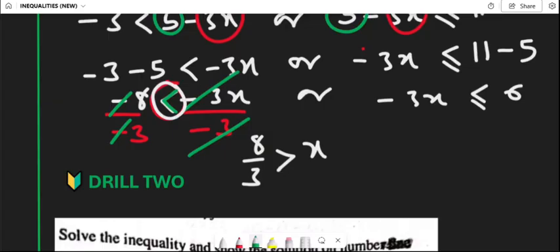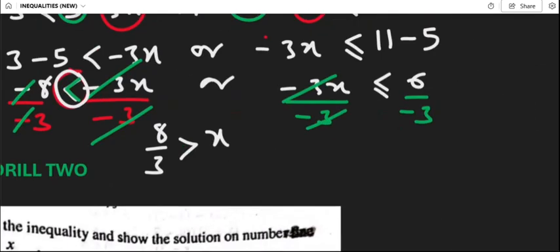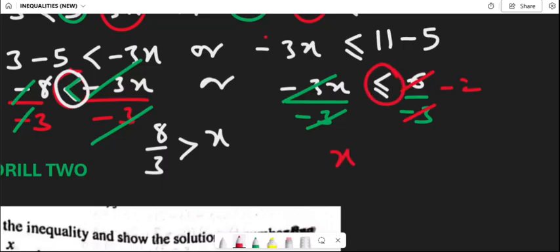But when we come to this case, the same is applicable, dividing both sides by minus 3. Minus 3 cancels minus 3, and because I'm dividing with a negative sign, here you have minus 2. So instead of less than or equals to, I'm going to have x greater than or equals to minus 2. So these are the values of x.